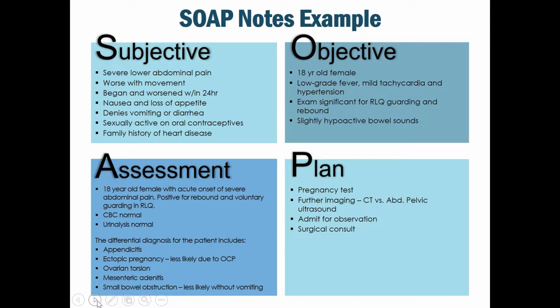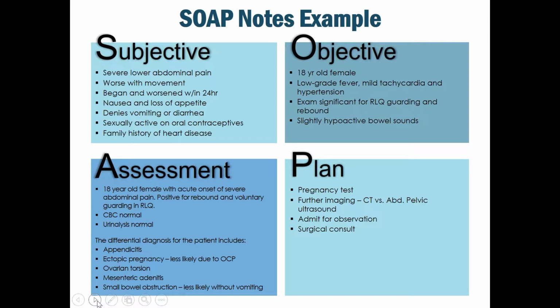During the assessment note, the provider would put together the subjective and objective information to write something like: 18-year-old female with acute onset of severe abdominal pain, positive for rebound and voluntary guarding in the RLQ. Labs are normal, urinalysis is normal.